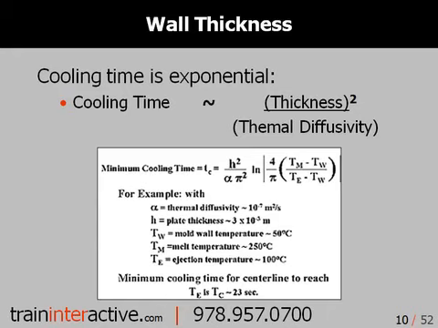Although this common cooling equation looks complex, it really breaks down to the following. Theoretical cooling time uses a few factors to relate the thickness squared divided by the thermal diffusivity of the material. In essence, every doubling in wall thickness quadruples the theoretical part cooling time.